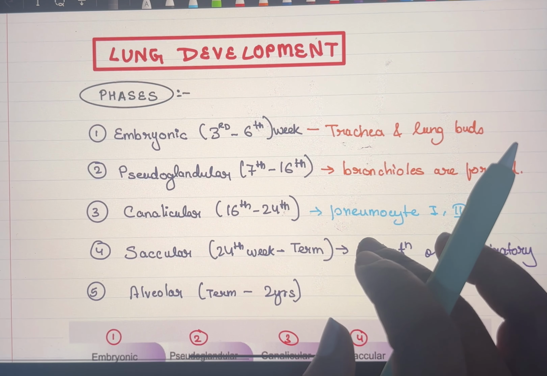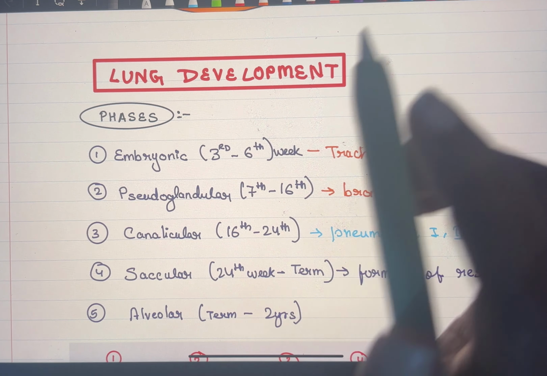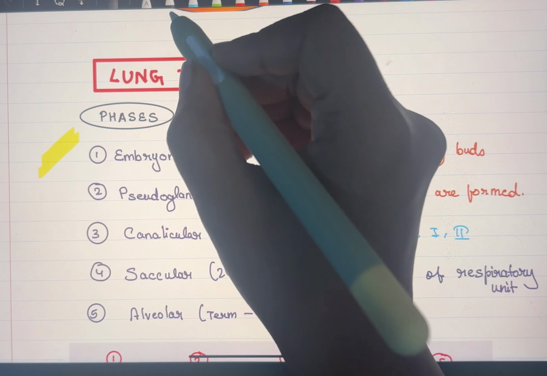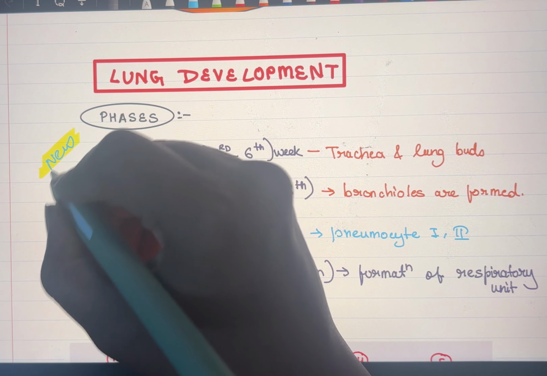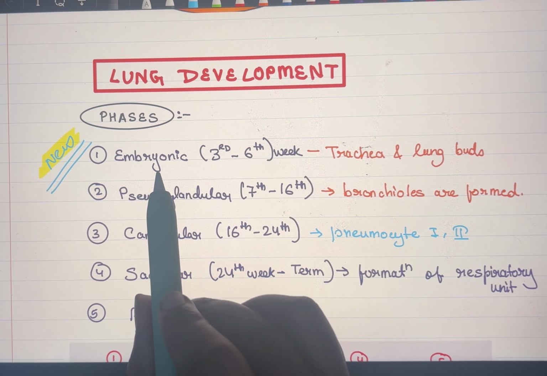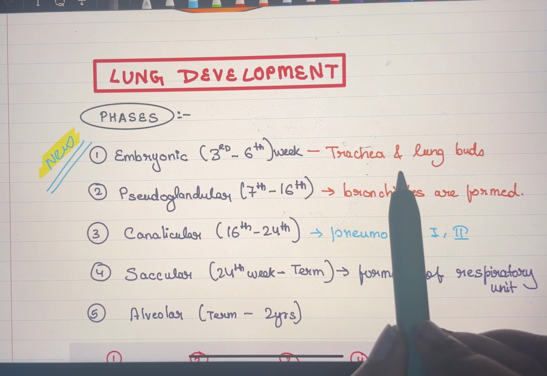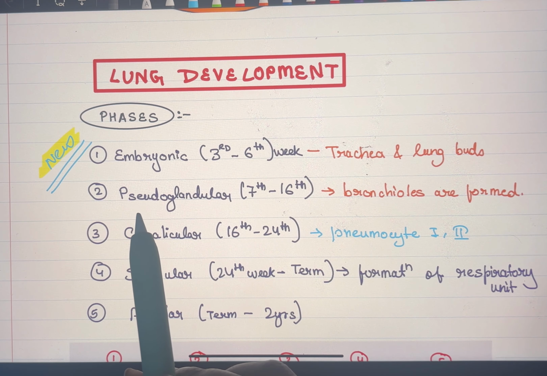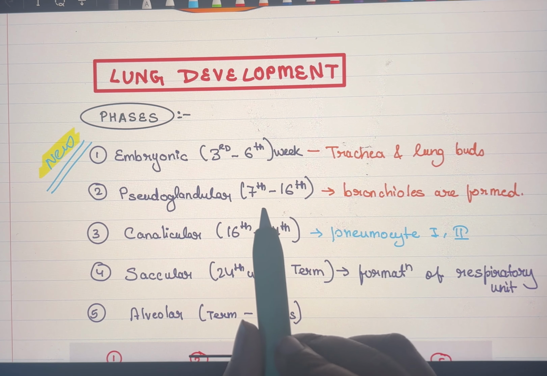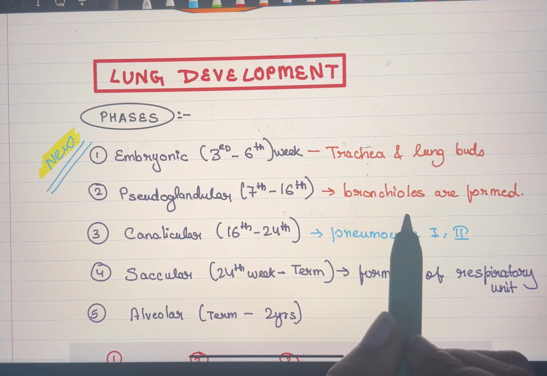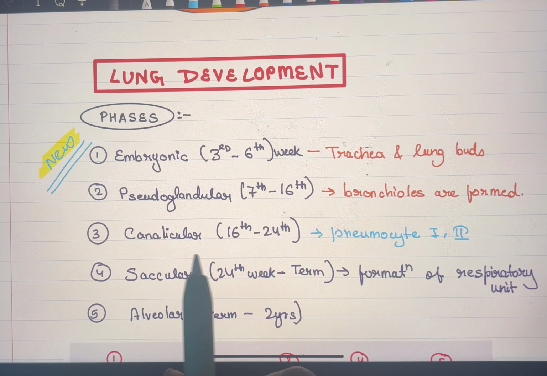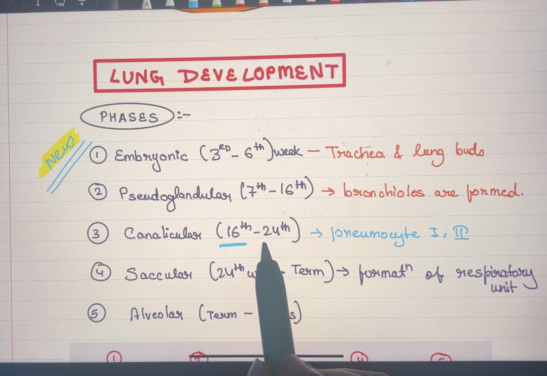The development of the lung is in 5 phases. This might be new for you. Number 1 is the embryonic phase, that is from the 3rd to 6th week of gestation, where the trachea and the lung bud develop. Then we have the pseudoglandular stage, that is from the 7th to 16th week, where the bronchioles are formed. We have the canalicular phase from the 16th to 24th week.